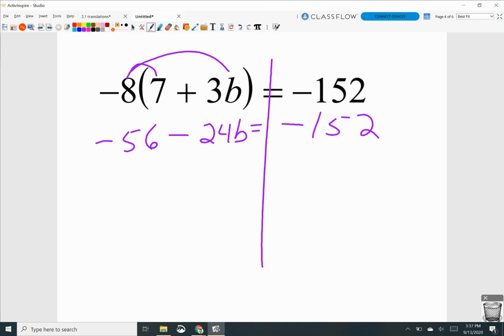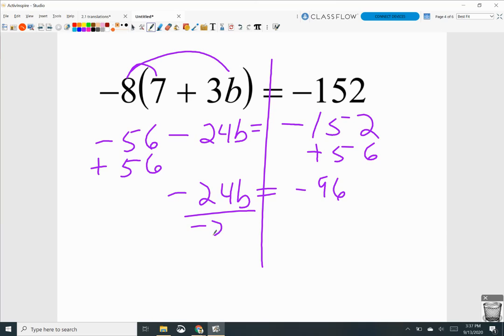Again, this equal sign cuts your equation in half, so piece by piece, I'm going to get rid of the things over here on the left with the variable. Oops, add 56. That is negative 96. Divide by negative 24. B is positive 4.